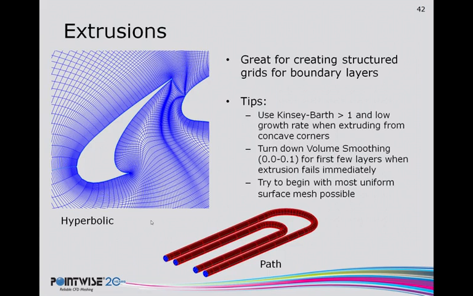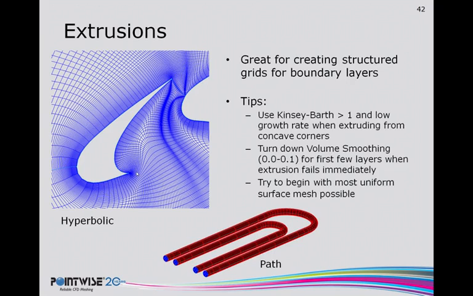So another thing that we'll talk a little bit about are the extrusion tools in Pointwise. Pointwise has some hyperbolic extrusion tools that can be very, very useful for rapidly generating boundary layer resolved structured grids. However, they can be a little bit finicky. Particularly, hyperbolic extrusions tend to fail a good bit of the time whenever you have severely concave regions like this.